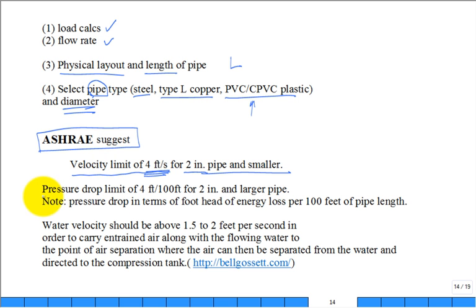The other is, if it's a larger pipe, then ASHRAE suggests you don't want a pressure drop of more than 4 foot per 100 foot of length. That's 4 foot of elevation head loss per 100 foot of length. That just comes from a lot of experience. So this is energy per weight per 100 foot of pipe length. Maybe the first time you look at it, you say, what, 4 foot per 100 foot of what? That's a head loss for larger pipe.